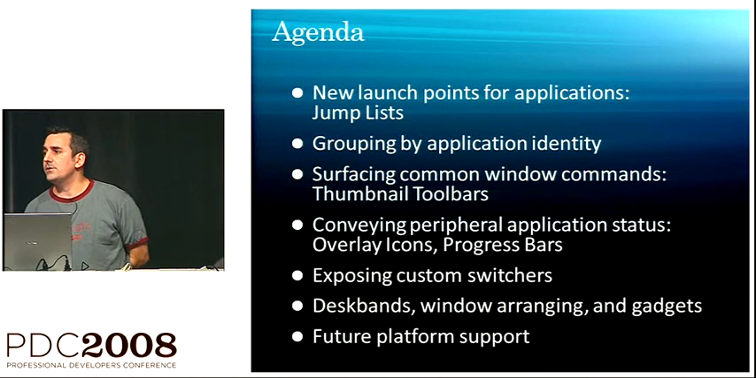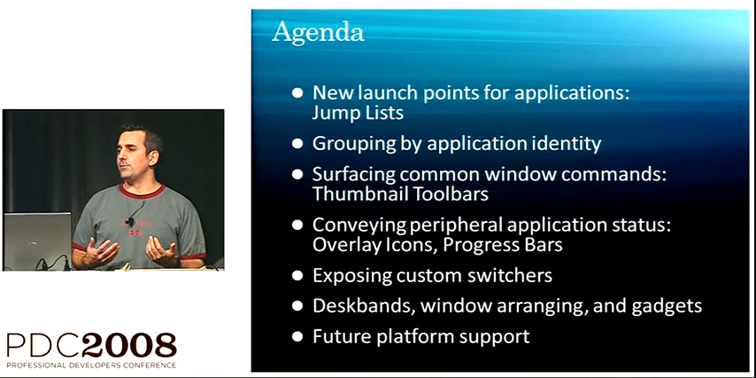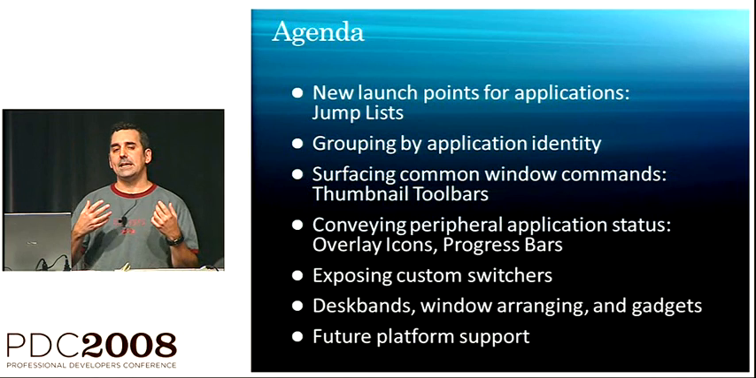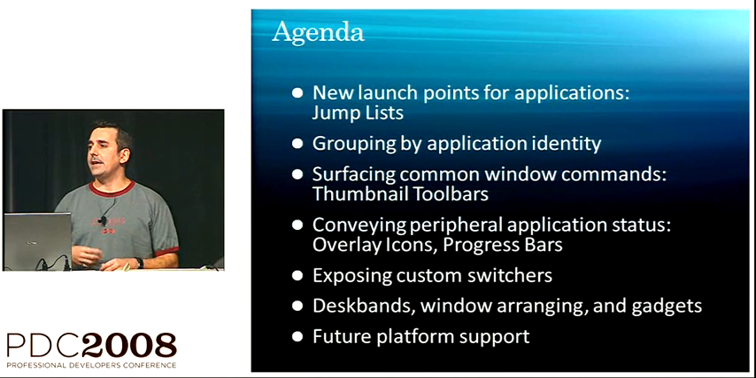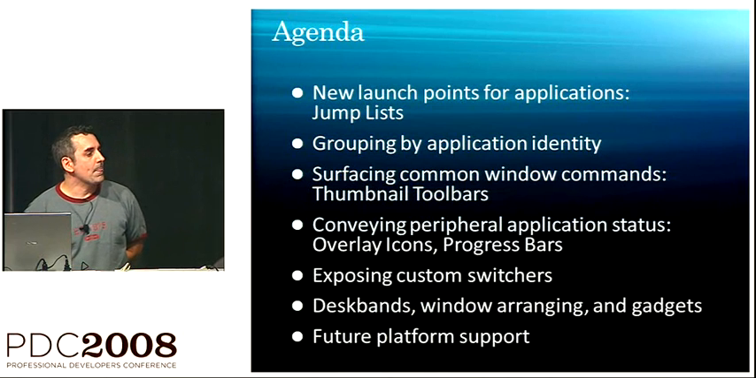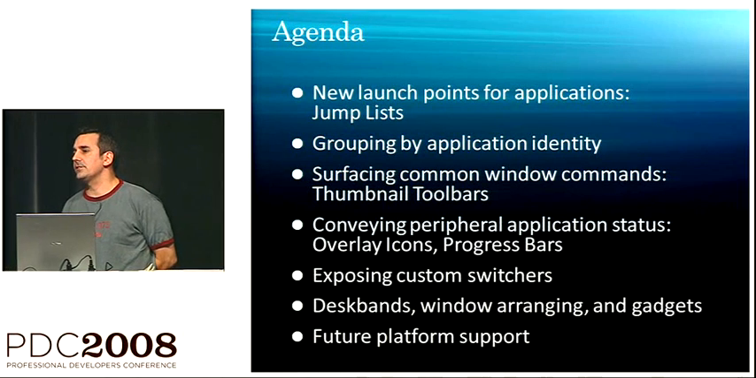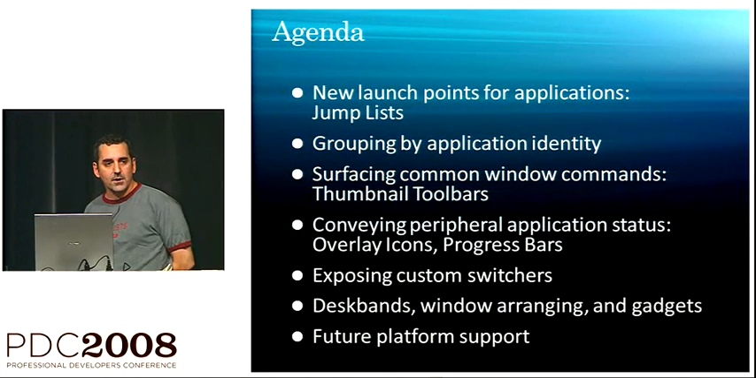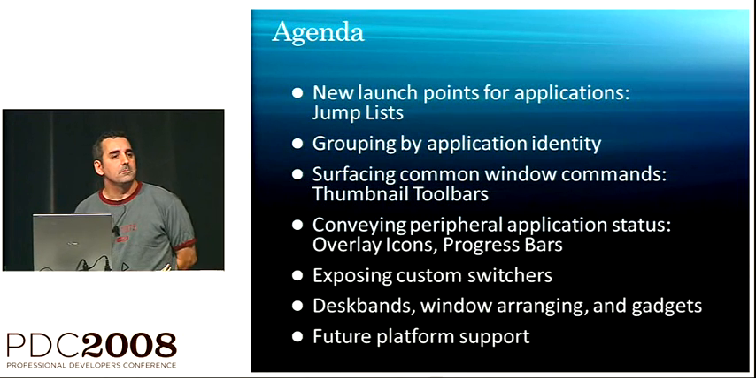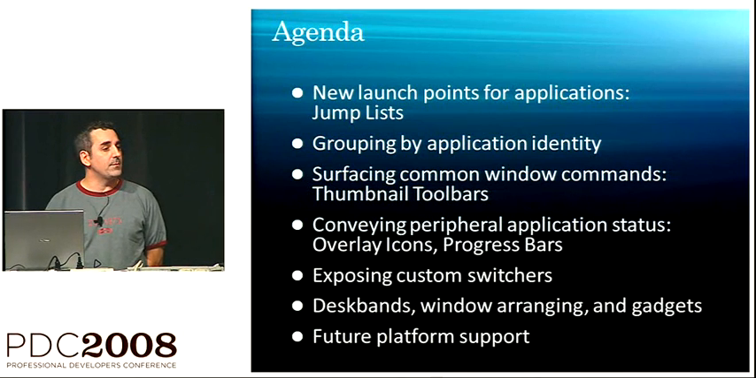We'll take a step back and talk about application identity. This is really just referring to the concept of how things get grouped on the taskbar and how pieces are related to one another. We'll go on to discuss something that we call thumbnail toolbars. This is really a way that your application can expose any common commands that your windows might have on them.